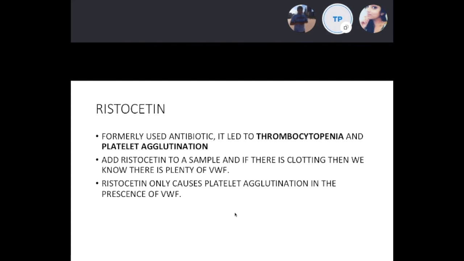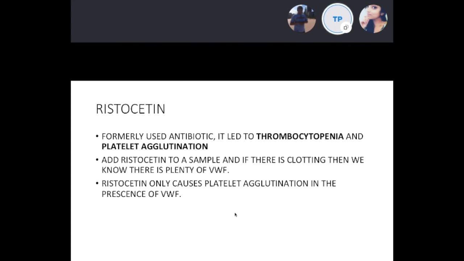Ristocetin was formerly used as an antibiotic, but it would lead to side effects such as thrombocytopenia and platelet agglutination. And so it was taken off the market and was no longer prescribed to patients as an antibiotic. However, what researchers did learn is that adding Ristocetin to a sample of blood would allow them to see if there is any clotting.